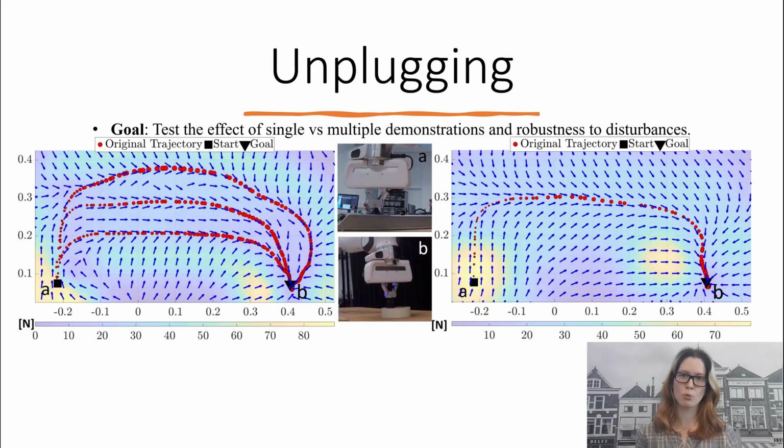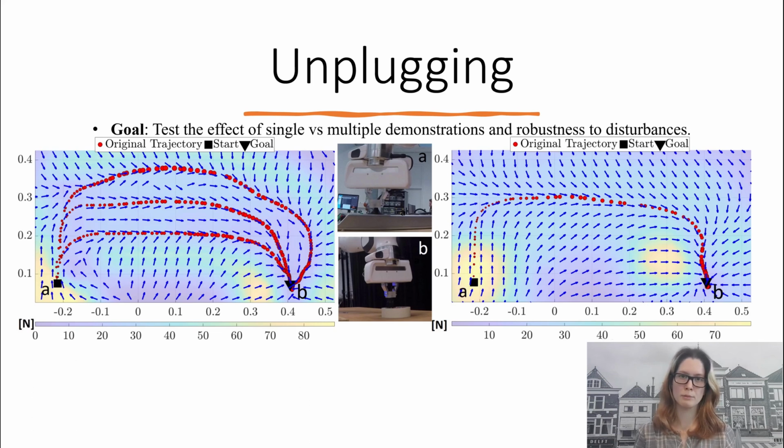In the first experiment, we look at the task of pulling a plug and bringing it to its desired location. The focus of this experiment is on observing the effect of providing a single demonstration versus giving multiple demonstrations. When providing demonstrations, we may want to move only along one specific trajectory.